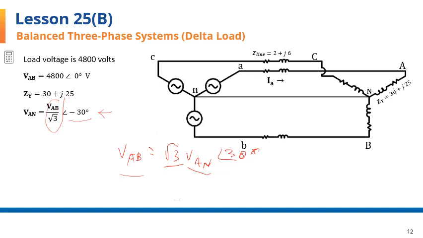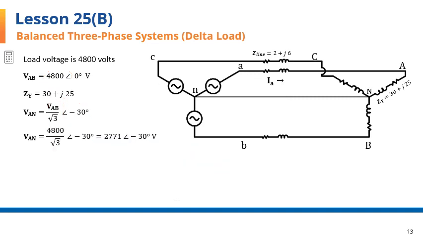Substituting for VAB from here in this equation, we have VAN comes out to 2,771 volts with negative 30 degrees angle. That's the voltage between phase and neutral of the load. Having the voltage across the load between points A and N, as found here, we can find the current through the phase as VAN over this impedance here.